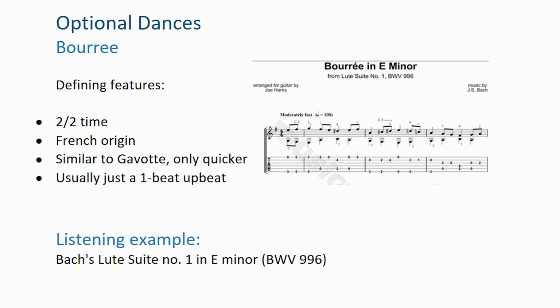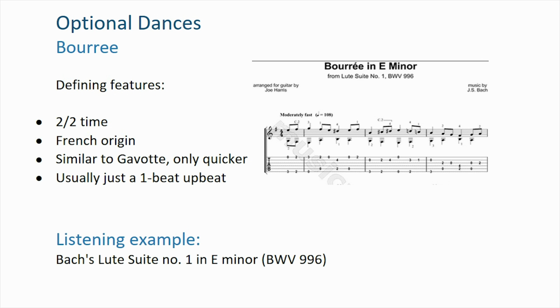Another optional and fairly common dance is the bourrée, which is usually in half time, 2/2 time, sorry. French origin. It's actually pretty similar to the gavotte. One difference I find with these ones is that they're a little bit quicker, and they usually just have a 1-beat upbeat. So what that means is instead of starting on beat 1, it's going to start right before the bar. It's going to start usually on beat 4.